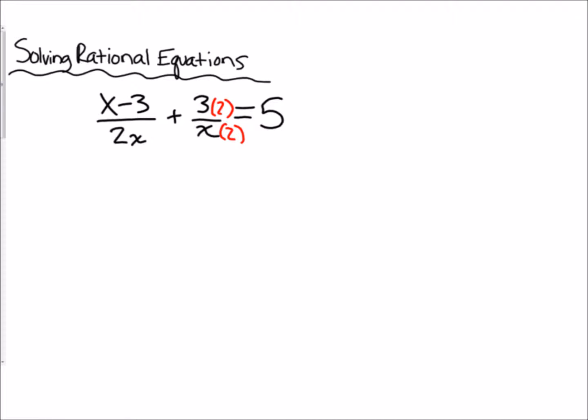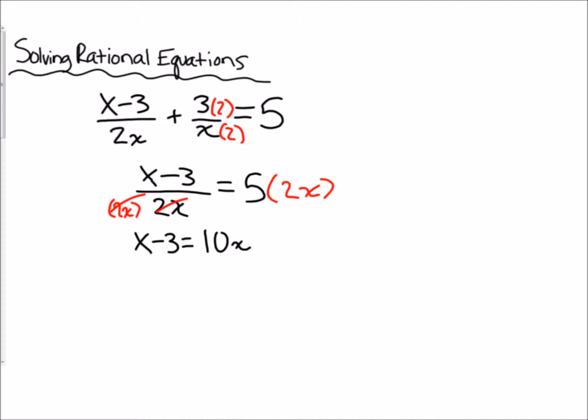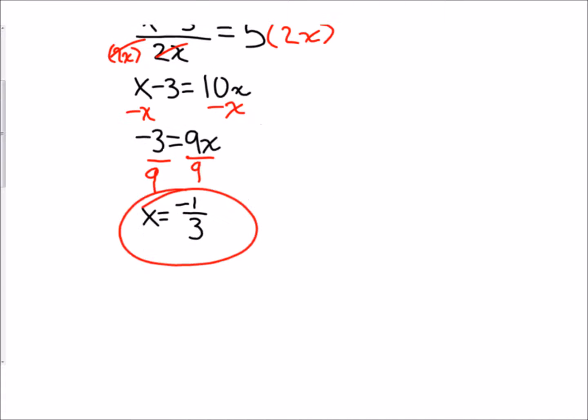First we need to establish a common denominator. Then we combine the two fractions and then remove the denominator, which then gives us this equation. Now we isolate the variable onto one side, which gives us the equation negative 3 is equal to 9x. Then we set the entire equation equal to x, which then gives us negative 1 over 3.